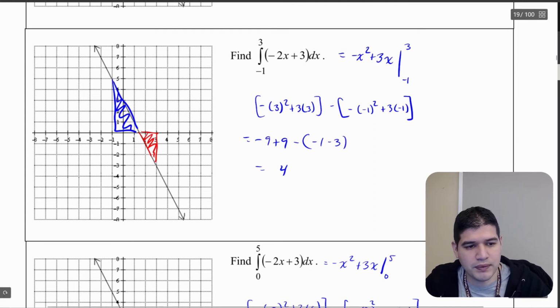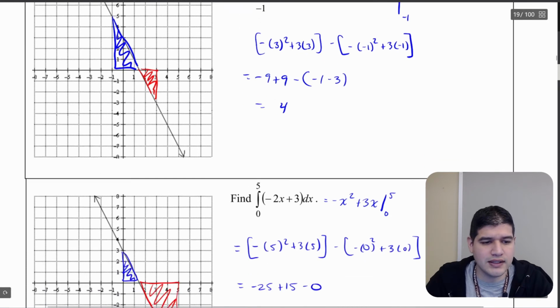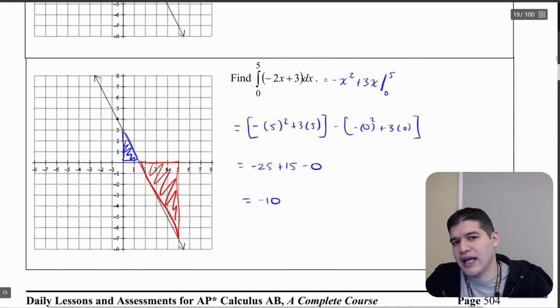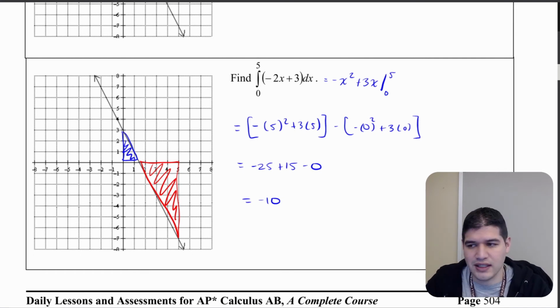In our second problem, we got 4 because more area is above the x-axis. And in our last problem, we got -10 because more negative area is below the x-axis.